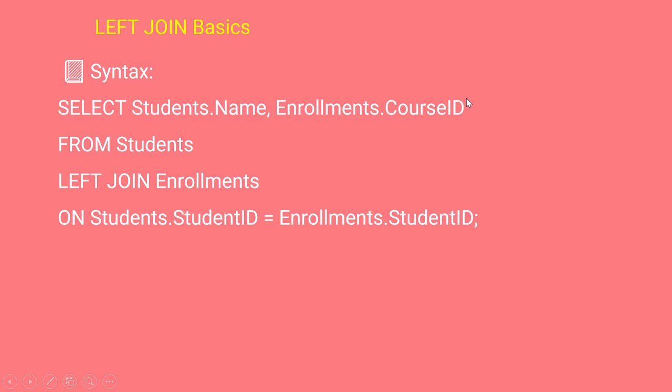A left join returns all rows from the left table, even if there is no match in the right table. Here, all students are listed, and if a student has no enrollment, the course ID will be null.